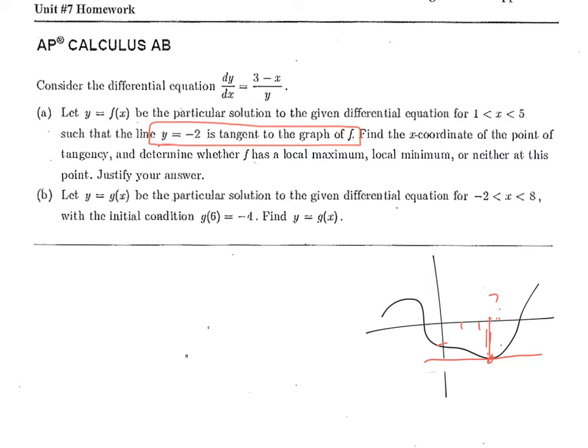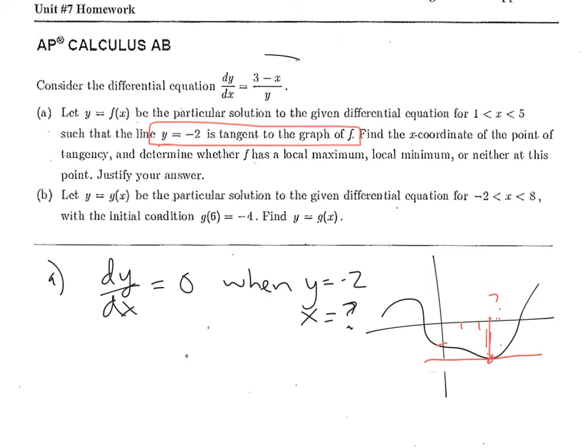Think about what you know about a horizontal tangent. A horizontal tangent is indicating a slope of what? 0. So I know that my slope at that point, and in calculus, we use what to refer to slope? Derivative, or dy dx. So my dy dx is 0 when y is -2 and x is question mark, I don't know. So how can I use the given information to help me?